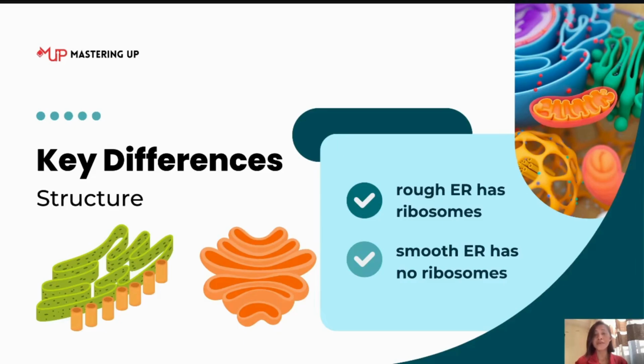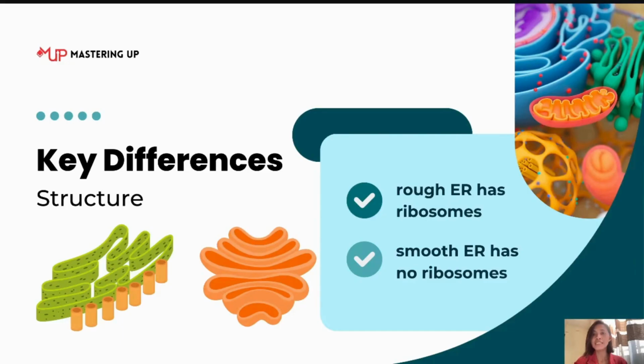Let's discuss first about the structure. Rough ER. The rough ER is called rough because of the ribosomes attached to its surface. These ribosomes are like tiny factories where proteins are made. Imagine these ribosomes as workers on an assembly line, reading genetic instructions and building proteins one piece at a time. The rough texture you see under a microscope is directly caused by these ribosomes.